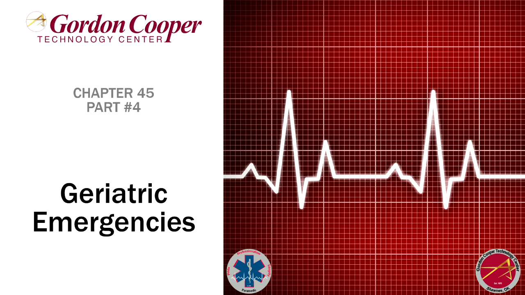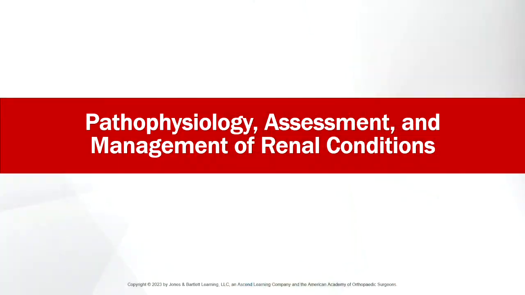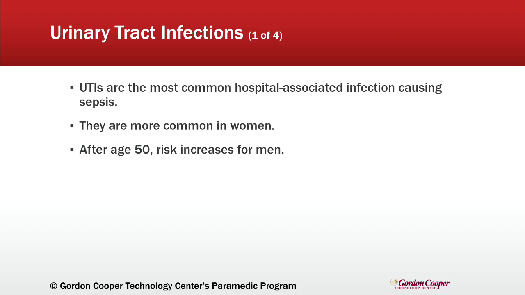Well, here we are back with chapter 45 and part number 4 of Geriatric Emergencies. We're going to pick up here with talking about some renal conditions as they relate to geriatric patients. And then we'll get into some endocrine issues and then round it off with, I can't remember which one it is now, some toxicology stuff. So let's go ahead and get started.